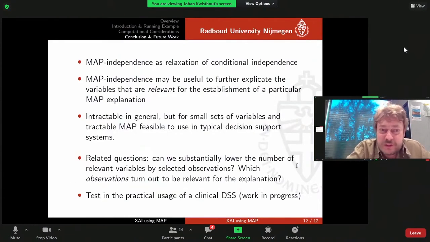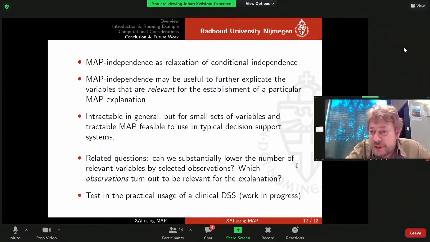So to conclude this presentation, what we saw is that MAP independence can be seen as a sort of relaxation of conditional independence. If an explanation is conditionally independent from some observation, it's also MAP independent, but MAP independence entails a bigger category. We believe that it may be useful to further explicate variables that are deemed to be relevant for explaining a particular MAP explanation, for justifying why this is the MAP explanation and not something else.